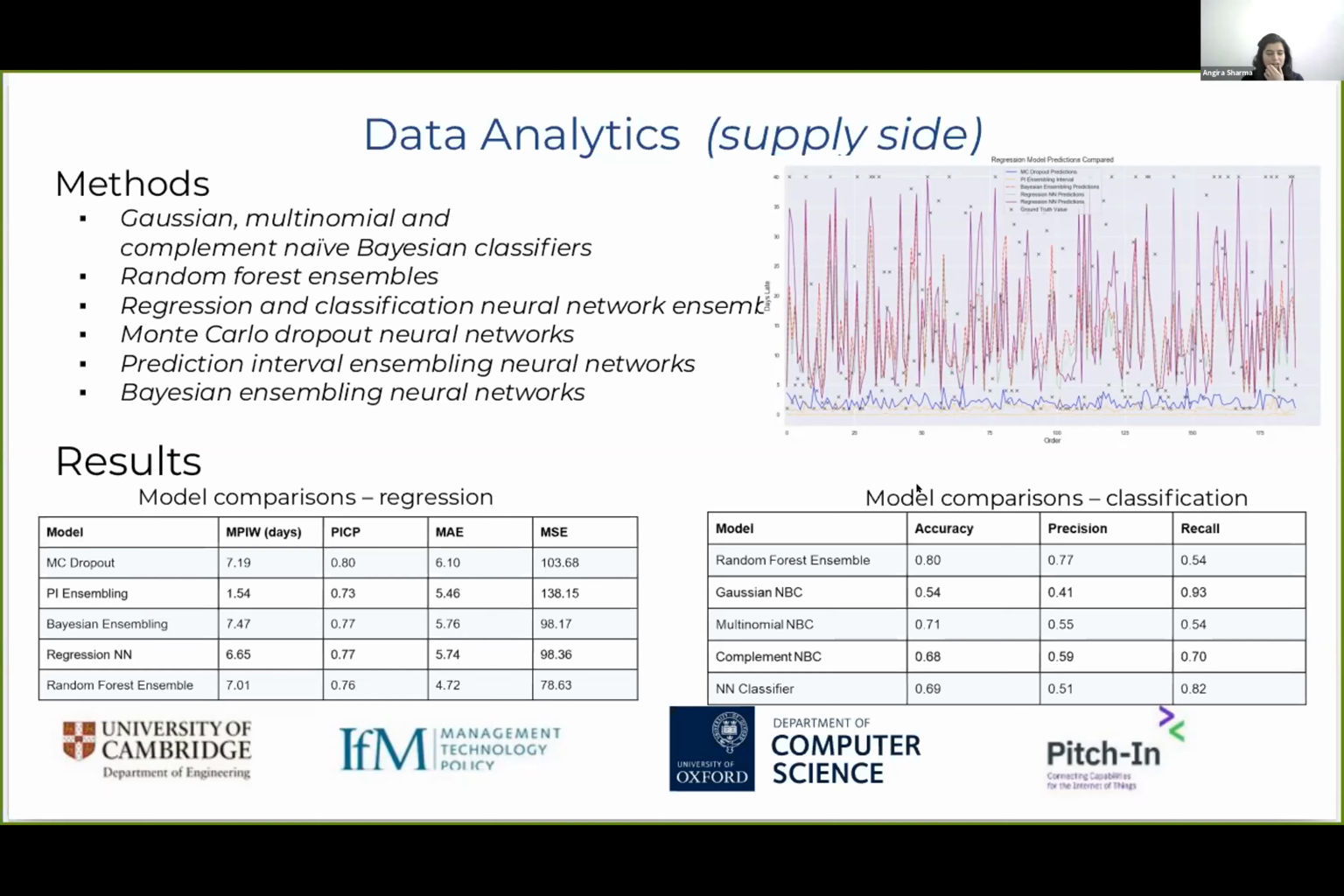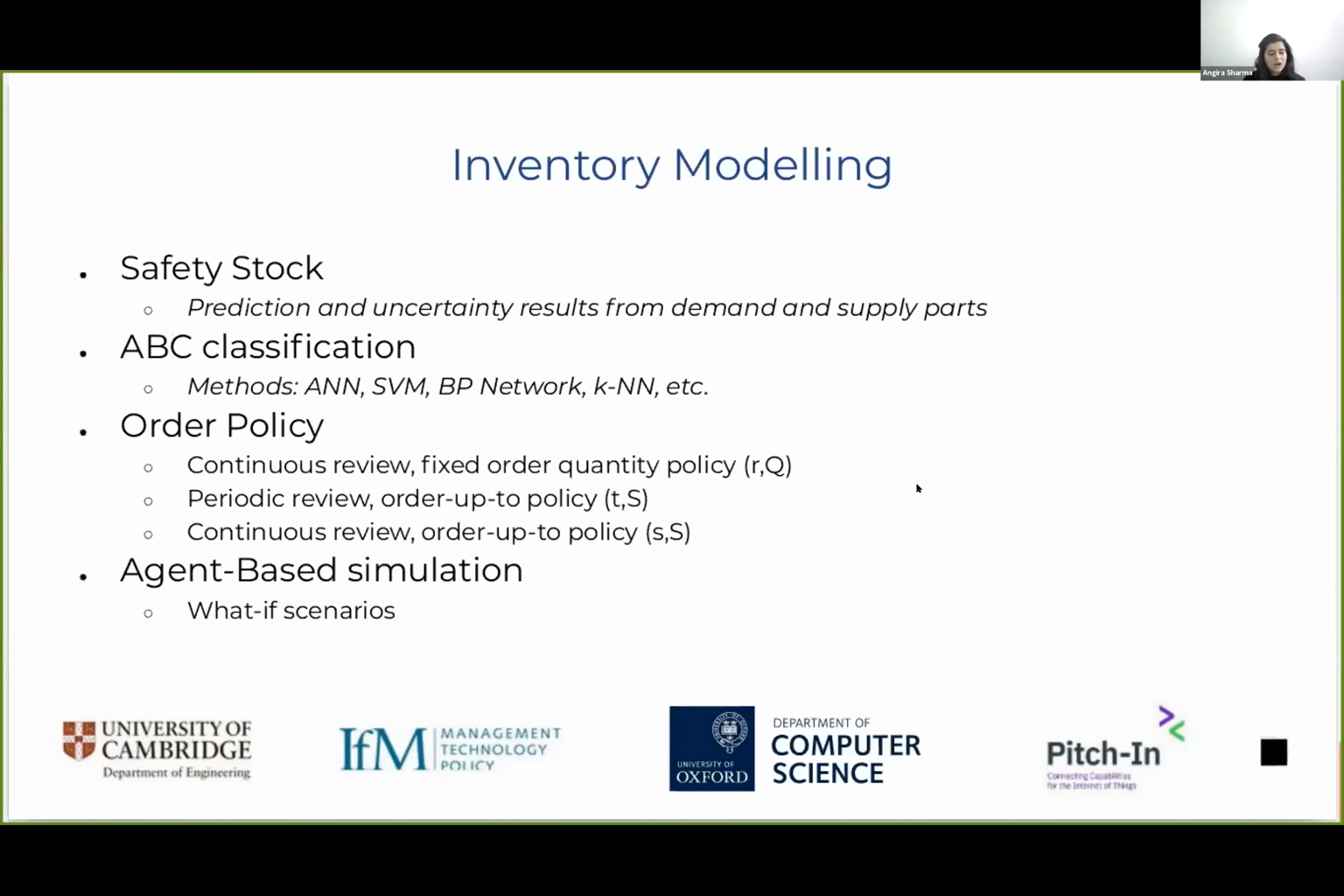And out of all the machine learning methods that we tried and analysis we've conducted, we have actually built estimated safety stock models for this. And because we had more than 200 spare parts, we performed ABC classification to see how these spare parts can be divided into different groups and designed into different order policies to fit into different scenarios.